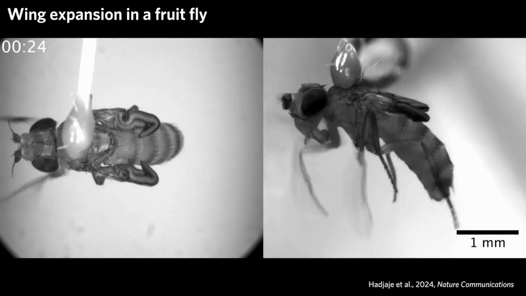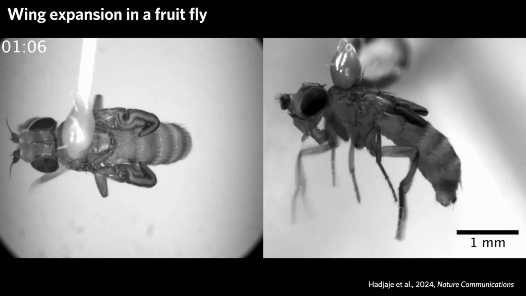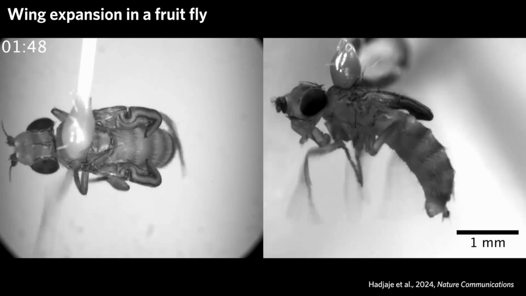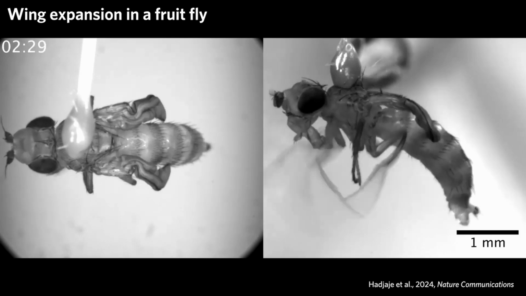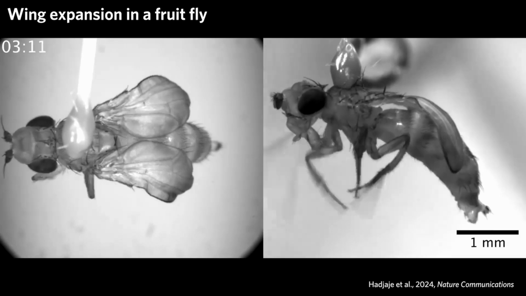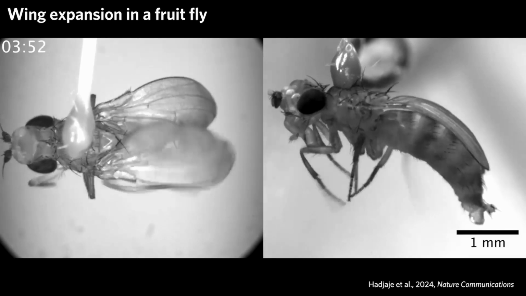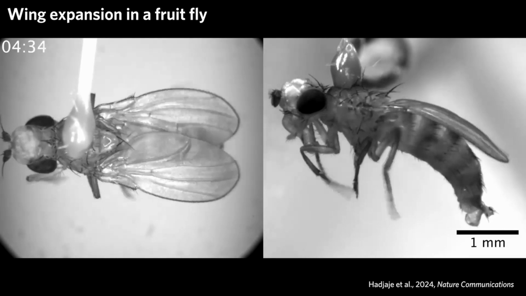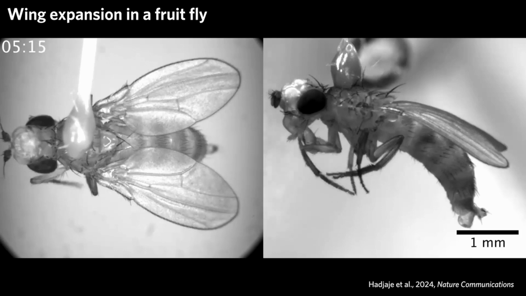And what is going on here is the animal is swallowing air, it's pressurizing its body, and it is using its circulatory system to blow up its wings. So it's a hydraulic expansion of the wings that turns them into these little beautiful flat plates.